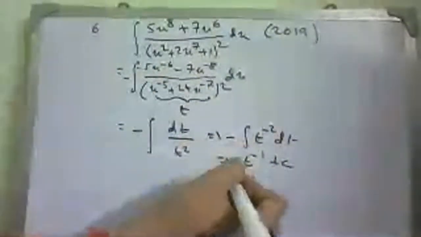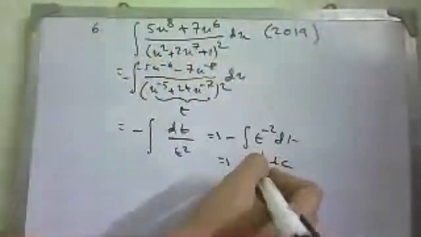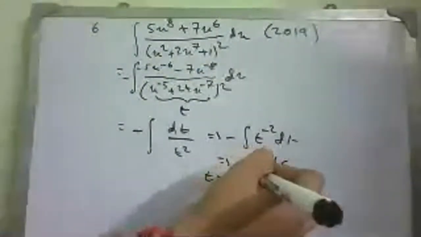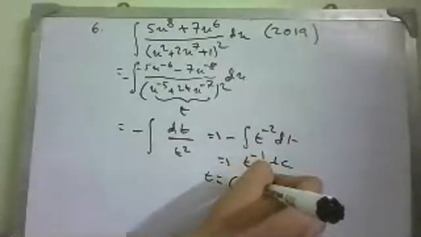Let's see. Now, what is t? T is this particular thing. I'm just writing t. What is t over here? Just to avoid things getting messy.